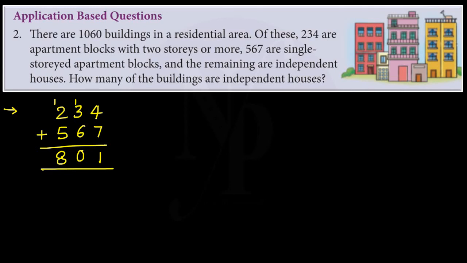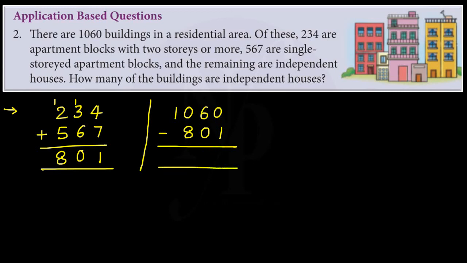subtract 801 from 1060. I will do it here. ಇಲ್ಲಿ ಏನು ಮಾಡ್ತೀನಿ ನಾನು, ಸೊ 1060 ಇಂದ ಏನು ಮಾಡ್ತೀನಿ ಅಂದರೆ 801 ಅನ್ನು ಸಬ್ಟ್ರಾಕ್ಟ್ ಮಾಡ್ತೀವಿ. ಯಾಕೆ ಸಬ್ಟ್ರಾಕ್ಟ್ ಮಾಡಬೇಕು ಮಕ್ಕಳೇ? ಸೊ ಈ ರೀತಿ ಸಬ್ಟ್ರಾಕ್ಟ್ ಮಾಡೋದ್ರಿಂದ ಆ ರೆಸಿಡೆನ್ಷಿಯಲ್ ಏರಿಯಾದಲ್ಲಿ ಇರುವ ಒಟ್ಟು ಇಂಡಿಪೆಂಡೆಂಟ್ ಹೌಸಸ್ಗಳ ನಂಬರ್ ನಮ್ಗೆ ಗೊತ್ತಾಗುತ್ತೆ.